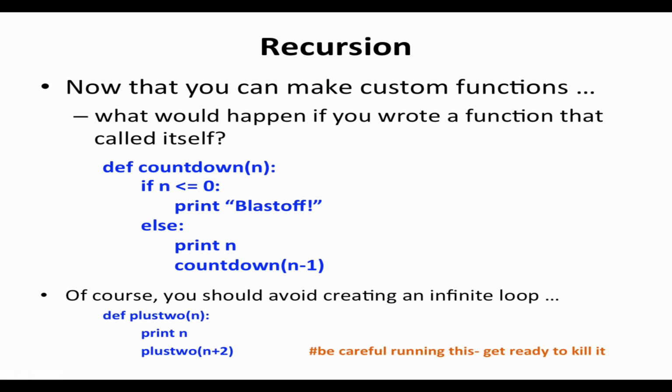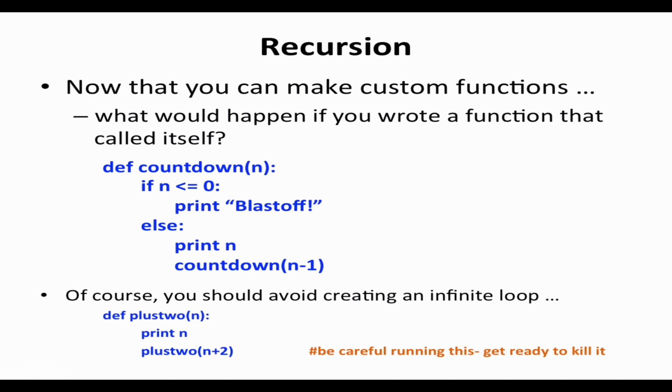Give it any number. So n in this case has to be an integer. So you would say countdown 6 or countdown 3. And if n is less than or equal to 0, it prints blast off. So if n is counted down to 0, it'll blast off, right? Else, it'll print n, and then it'll call countdown again on n minus 1. So how would that work?